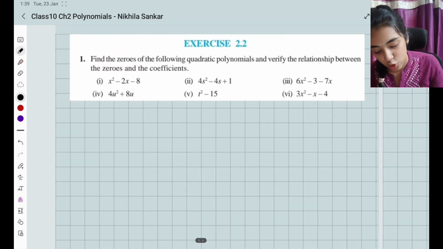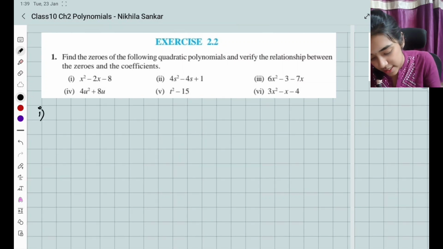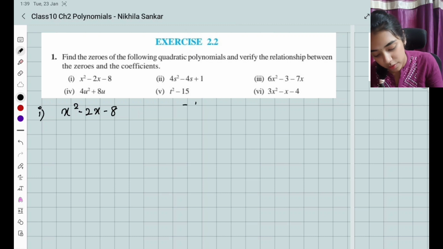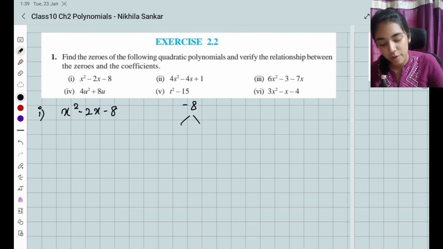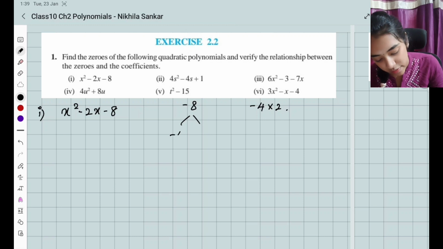Now, exercise 2.2, we have to find the zeros of the quadratic polynomial and verify the relation. So first subsection, x square minus 2x minus 8. We want the product of zeros to be minus 8 and the sum of zeros to be minus 2. So what options do we have? We can do minus 4 into 2. Correct? Minus 4 into 2 is minus 8. Minus 4 plus 2 is going to be minus 2. So we have minus 4, 2.